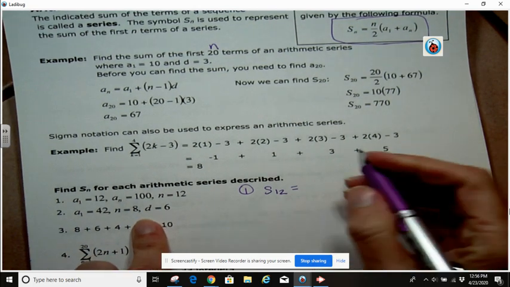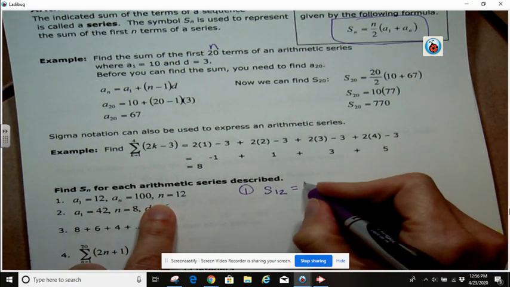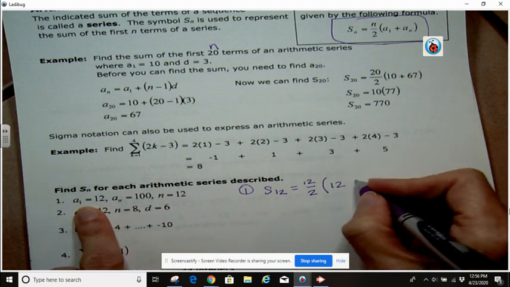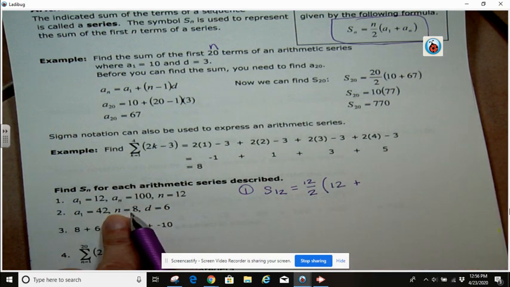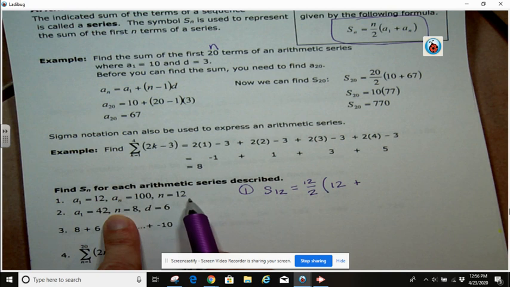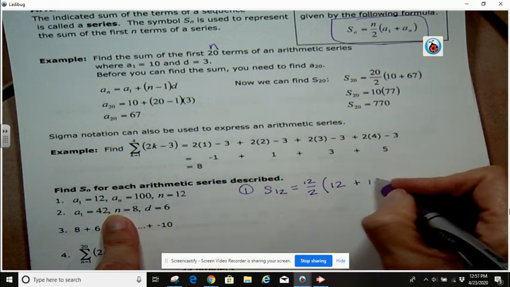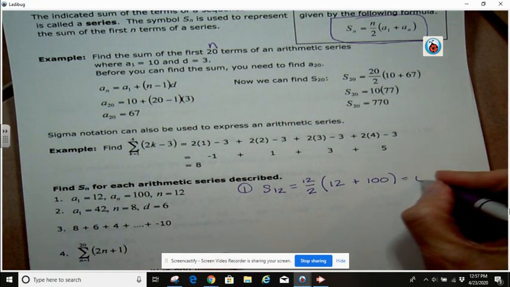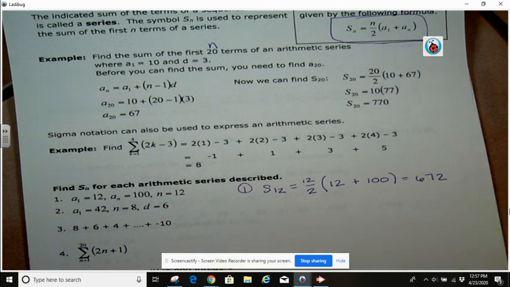Okay, n is 12 divided by 2 times the first term plus a sub n, in this case the 12th term, right? So a sub n is 100, but n is 12. That means that the 12th term is 100. So you just put the numbers in there and then crank out your answer. 672 is the answer to the first one.